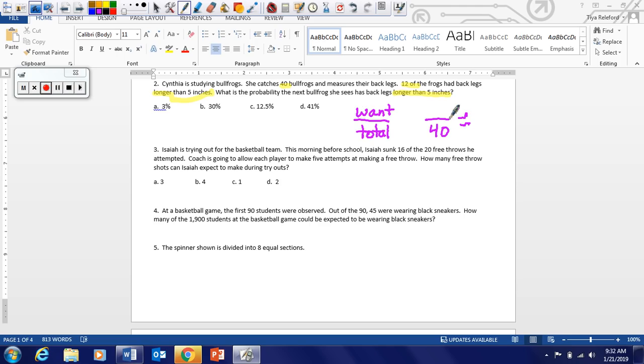Now, this probability, when you get it done and put the top number in, is the correct answer, but all your answer choices are in a percent. So you're going to need to turn that fraction into a percent. And that'll be your answer.